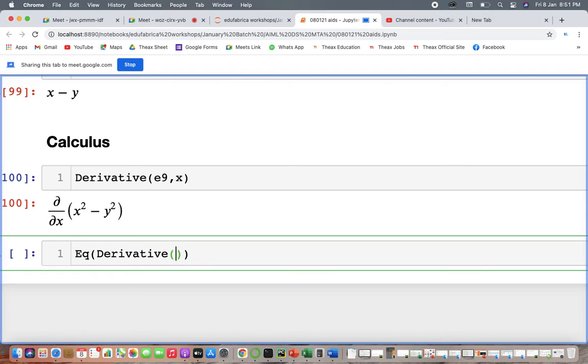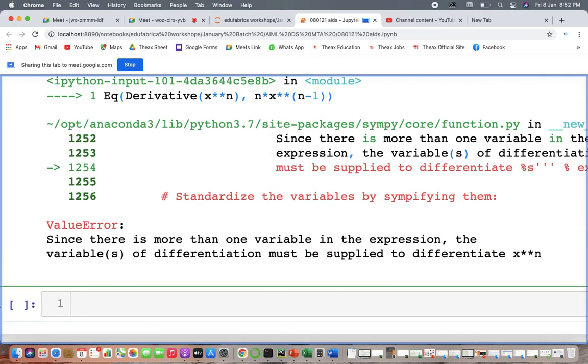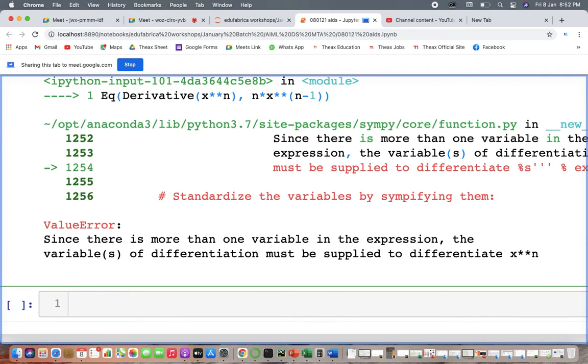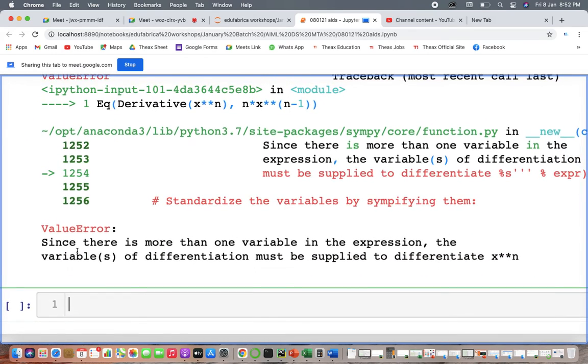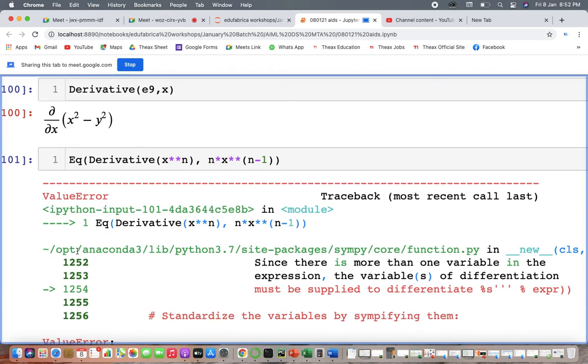Okay, so if I'm using x raised to the power of n, what would be the derivative of x raised to the power of n? This value would be n multiplied by x whole raised to the power of what? n minus 1. This would be the derivative. The variables must be supplied to differentiation, x to the n.